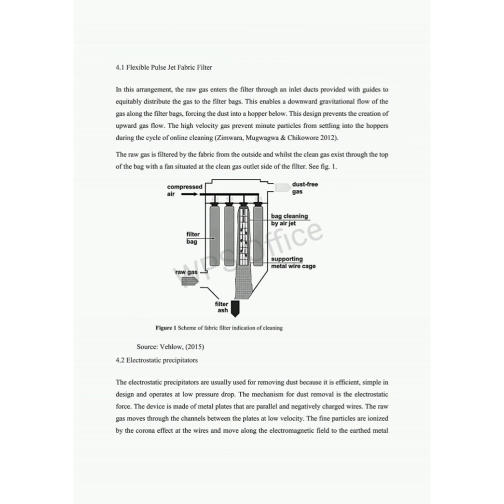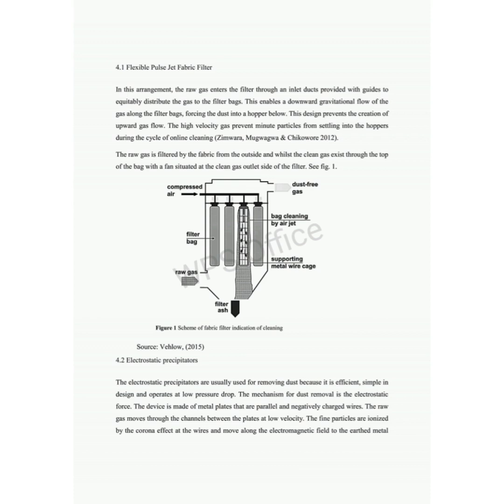Electrostatic precipitator. The electrostatic precipitators are usually used for removing dust because they are efficient, simple in design, and operate at low pressure drop. The mechanism for removing dust is the electrostatic force. The device is made up of parallel metal plates and negatively charged wires. The raw gas moves through the channels between the plates at low velocity. The fine particles are ionized by the corona effect at the wires and moved along the electric field to the earthed metal.